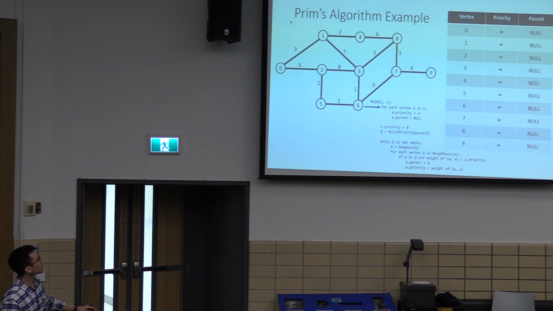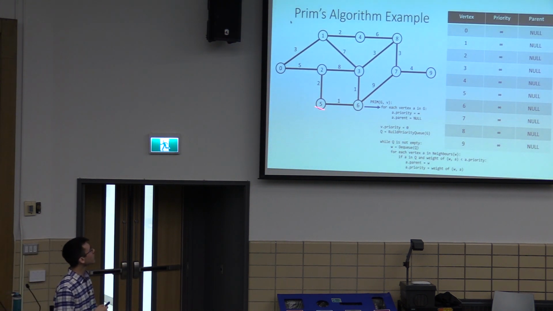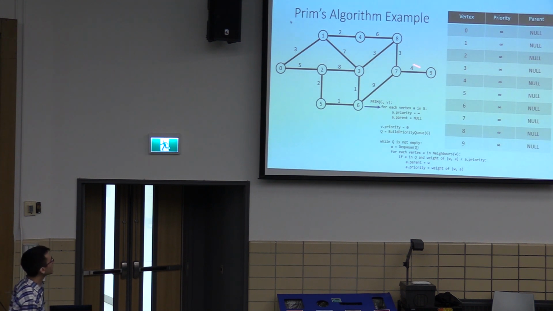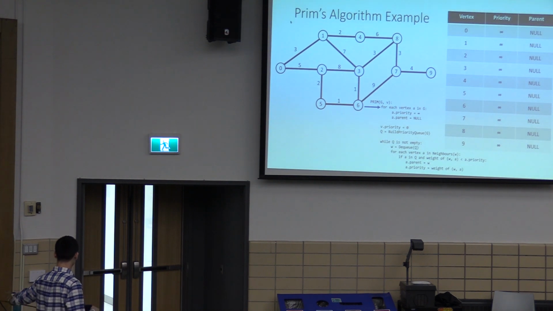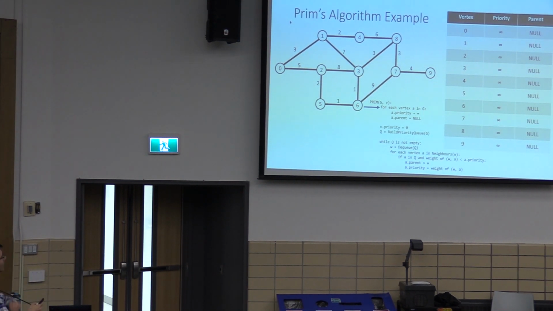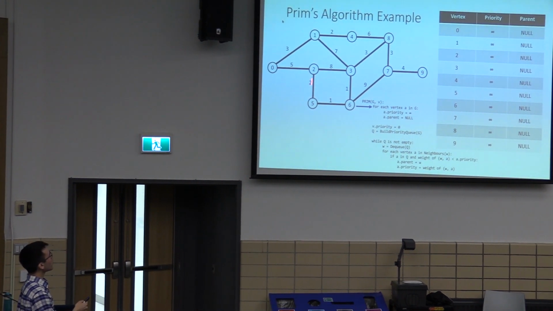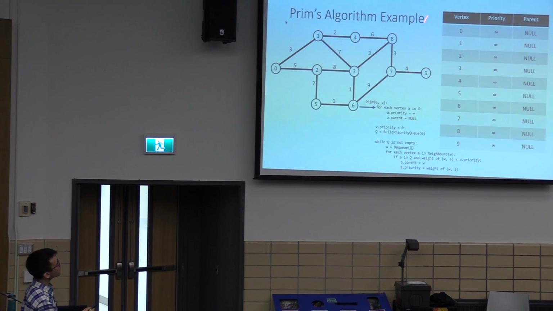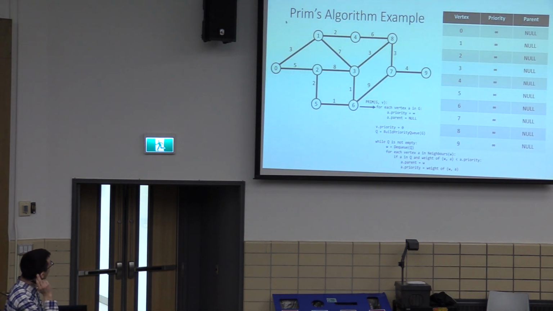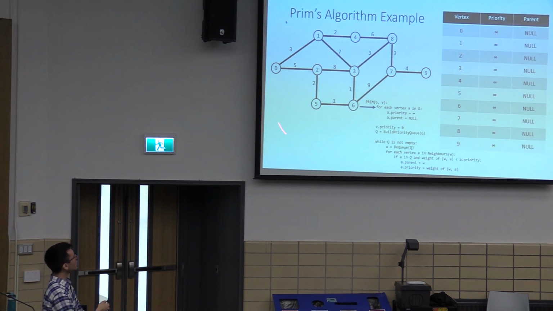So let's go over that in more detail. This is the exact same graph that we used before, except now I converted it such that it's an undirected graph. This is our graph, and I just added a bunch of random weights to it. And this chart over here is going to hold the priority queue and also the parents of each of the vertices.